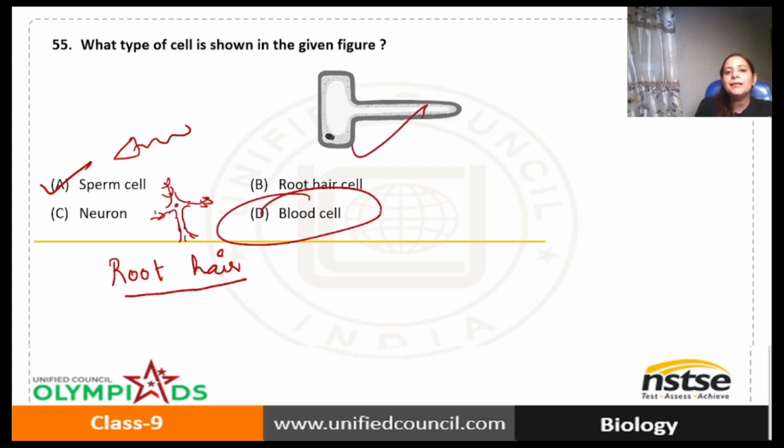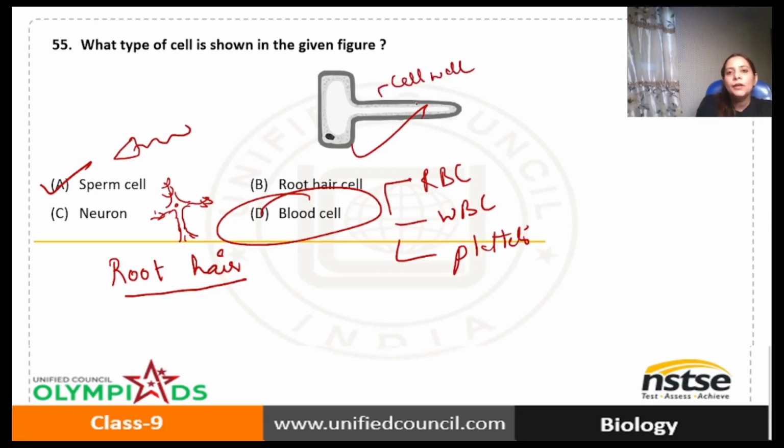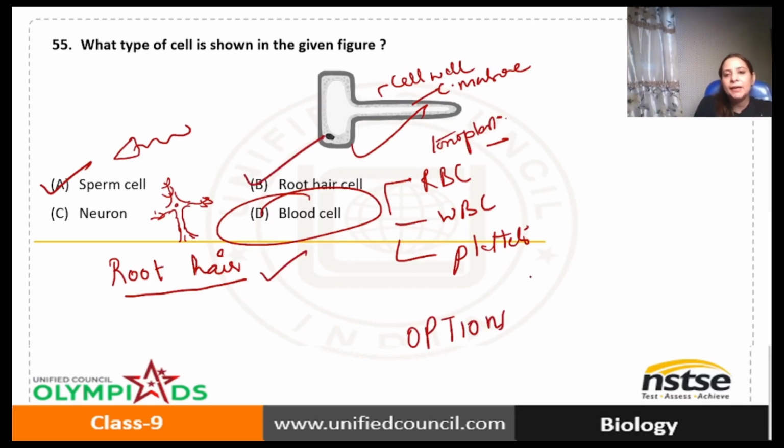And if I talk about blood cells, we have different types of blood cells, RBCs, WBCs and platelets, and they have different features. Now here you can see that we have a cell wall, we have a cell membrane, and you have a tonoplast also. So basically it is a plant cell, and this extension is a root hair cell, a cytoplasmic extension of root hair. So which answer is correct, students? Option B is correct.